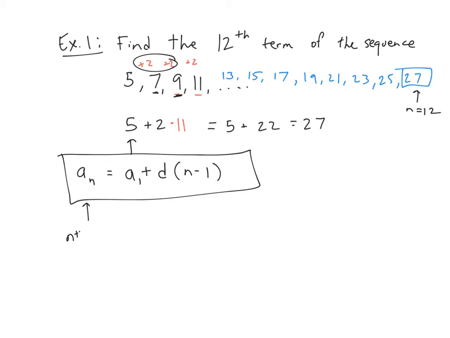An, meaning the nth term, is equal to a1, which is our first term, plus our common difference times the number of terms minus 1. So that's kind of our formula here. We're going to be working with this formula throughout the day today.